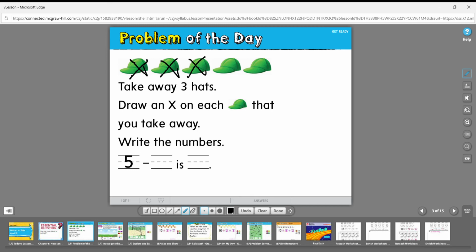Write the numbers. So how many did I take away? 3. So I write that number here. 5 minus 3 is, how many are left? 1, 2. So that's our problem of the day. Take away 3 hats. 5 minus 3 hats equals 2 hats.